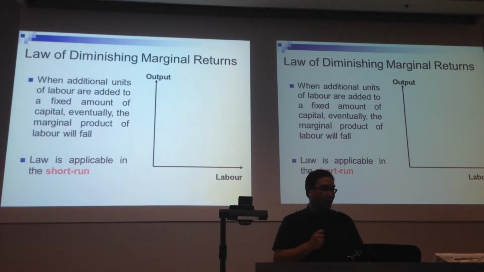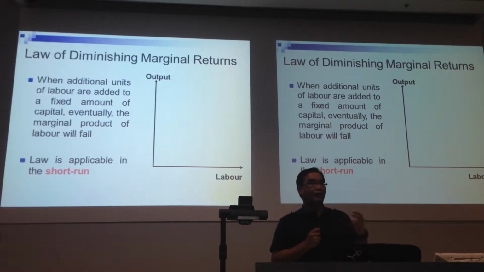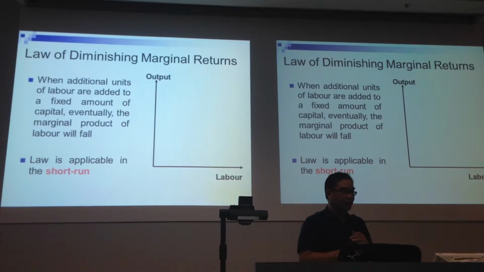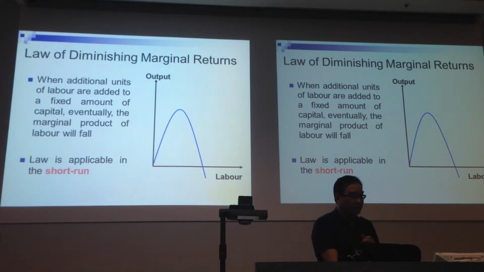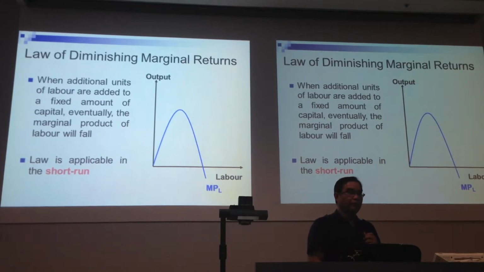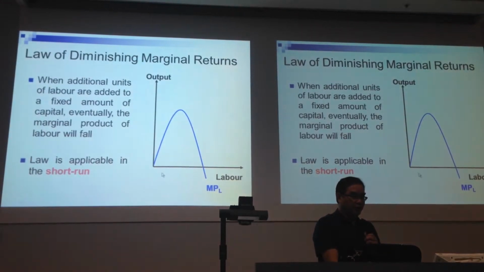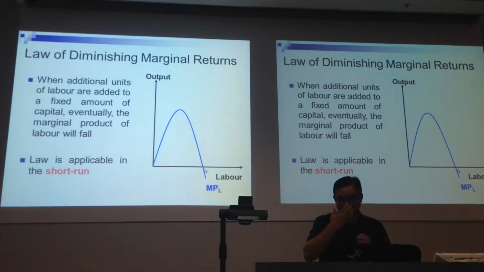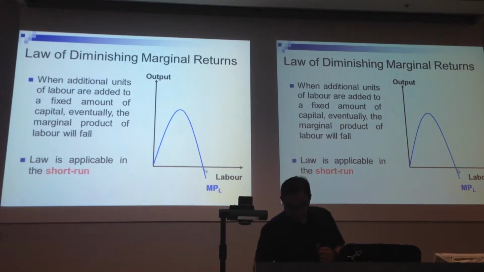And this law is applicable only in the short run when there is a fixed factor of production present. Because of the law of diminishing returns, the firm's marginal product of labor curve will be in this shape here. Initially, the marginal product will increase, but when the law of diminishing returns sets in, the marginal product will decrease.